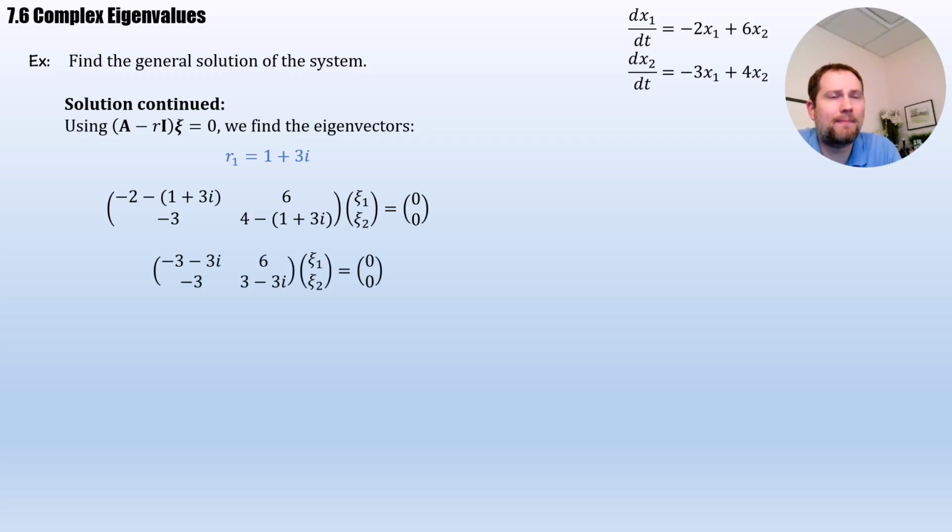As I simplify that, we get this. Now, I had said before that there's going to be some kind of dependency in the rows. Is there a dependency between these rows? Think about it. Is there something you could multiply one row by to get the other? Are they scalar multiples of each other? And the answer is actually yes, they are.